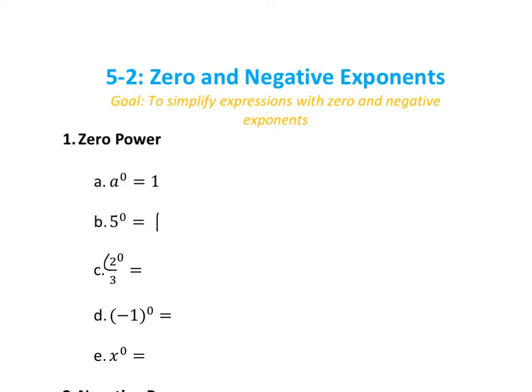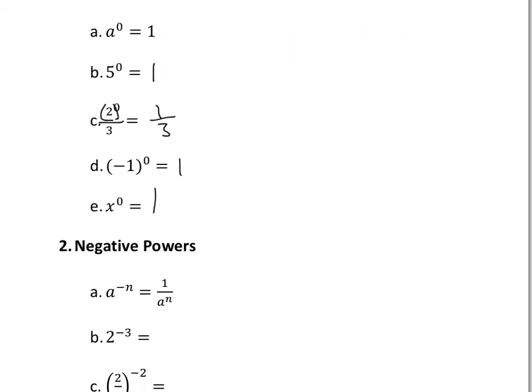Let's make it a little bit more interesting. Okay, let's go 2 to the 0 all over 3. So 2 to the 0 is 1, so it's 1/3. Negative 1 to the 0, 1. X to the 0, 1. Doesn't matter what it is, it's always 1.